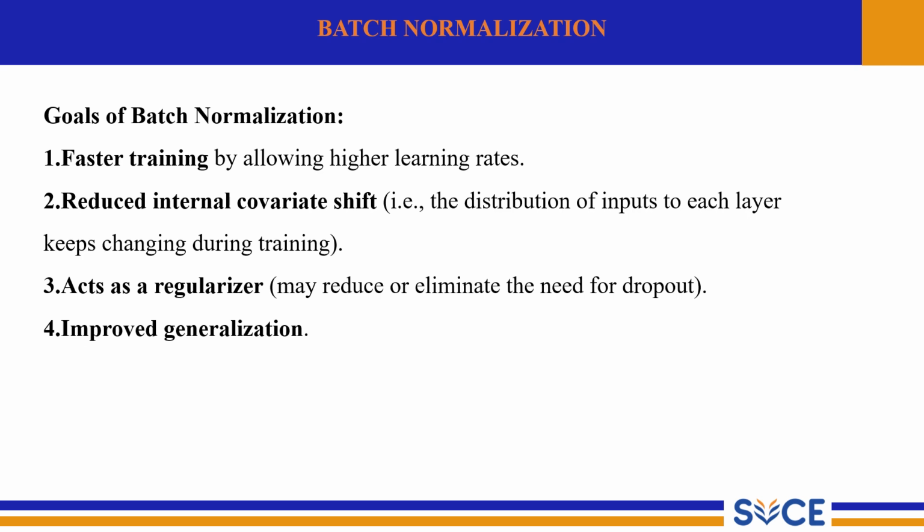Fourth one is improved generalization. By stabilizing training and reducing overfitting, batch normalization helps models generalize better to unseen data, making them more robust in real-world applications. In short, batch normalization accelerates training, stabilizes learning, and improves both efficiency and generalization, which is why it has become a standard component in modern deep neural networks.